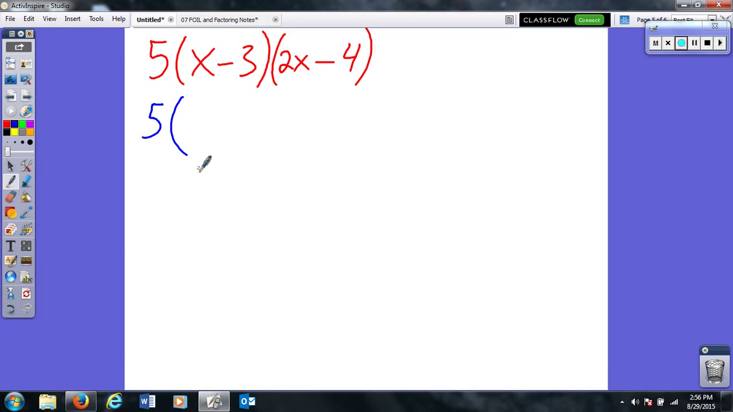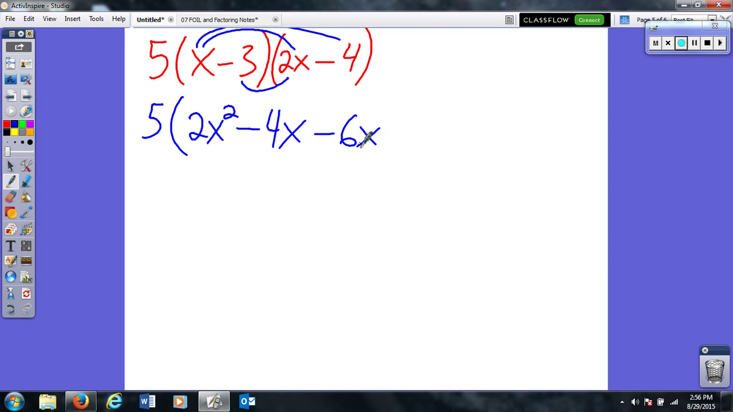out this binomial. So x times 2x gives us 2x squared. X times negative 4 gives us negative 4x. So that's the x distributed through the second set of parentheses. Now we got to distribute the negative 3 through the second set of parentheses. Negative 3 times negative 4 is positive, almost said 24, positive 12.